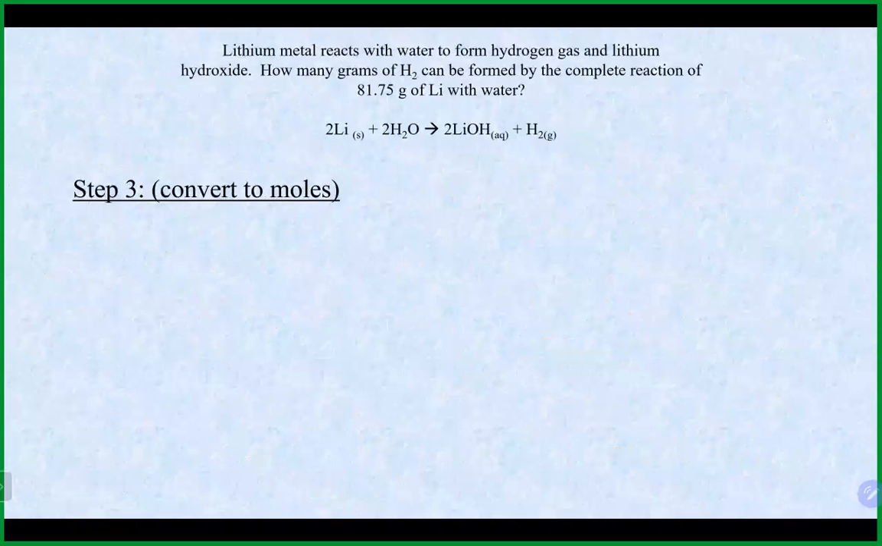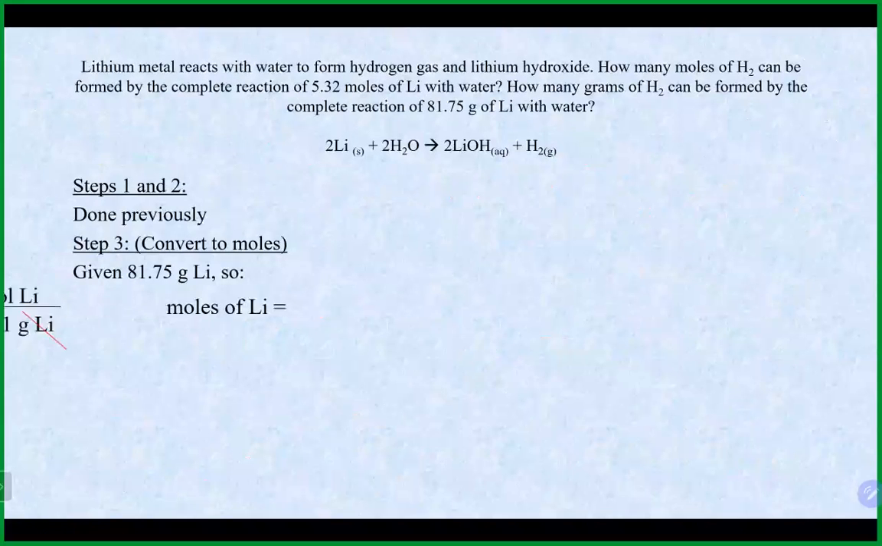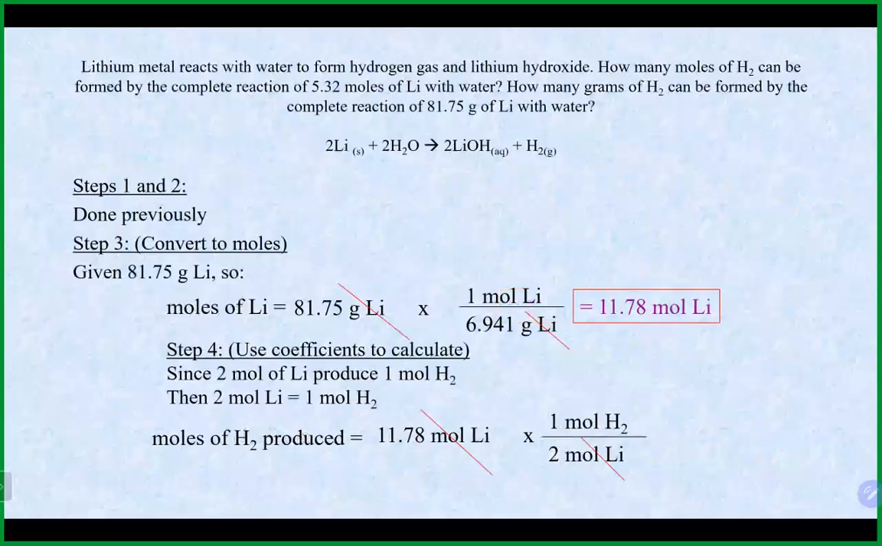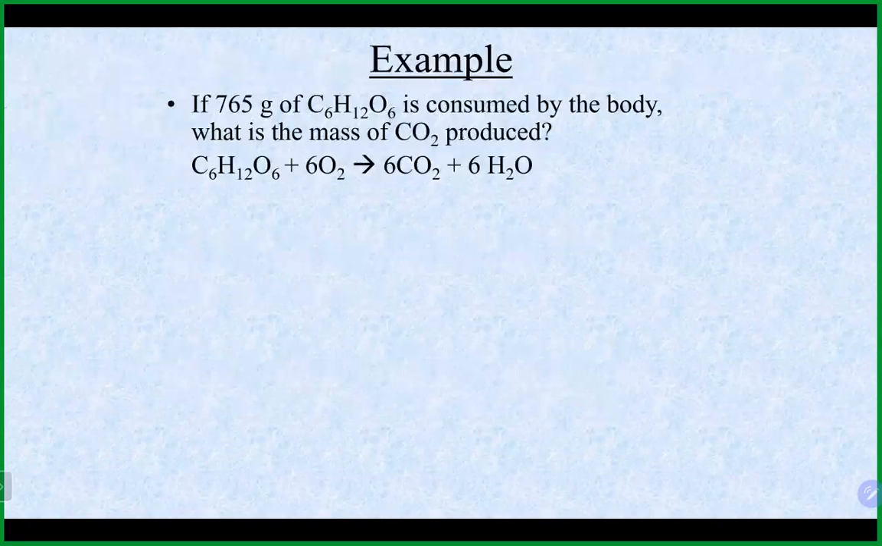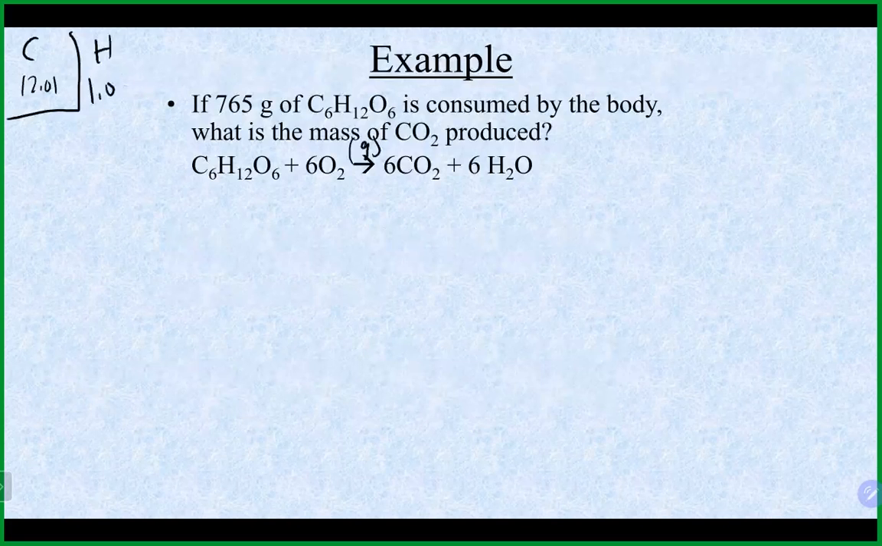All right, let's try another one here. If you had 765 grams of C6H12O6, what is the mass? So we'll go with how many grams, basically, of CO2 would you produce? So carbon is 12.01 on the periodic table, hydrogen 1.008, and our friend oxygen 16.